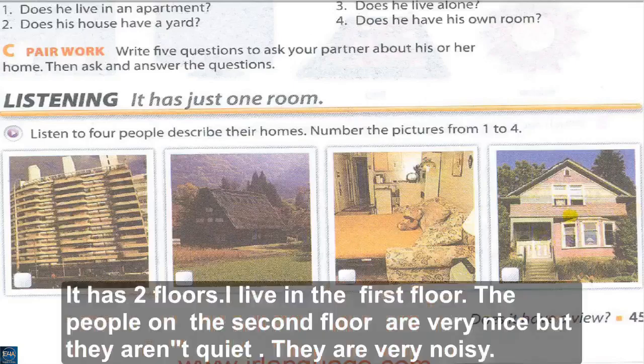Home number 1. This is number 1. 2 floors, first floor, second floor. On the first floor, he lives with his family. On the second floor, another family. They are very nice, but they are not quiet. They are noisy. They make a lot of noise. So this is number 1.